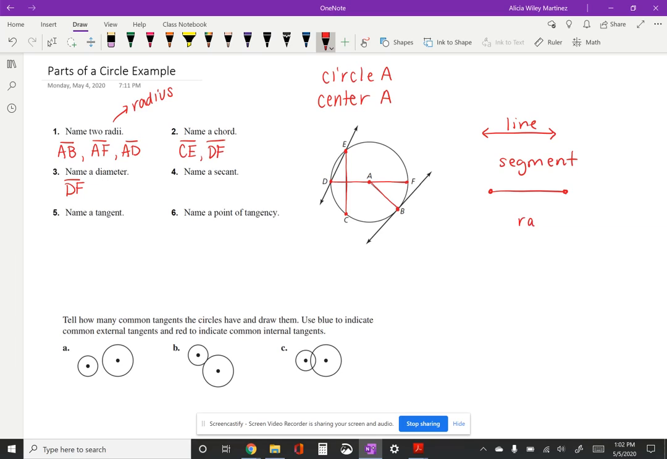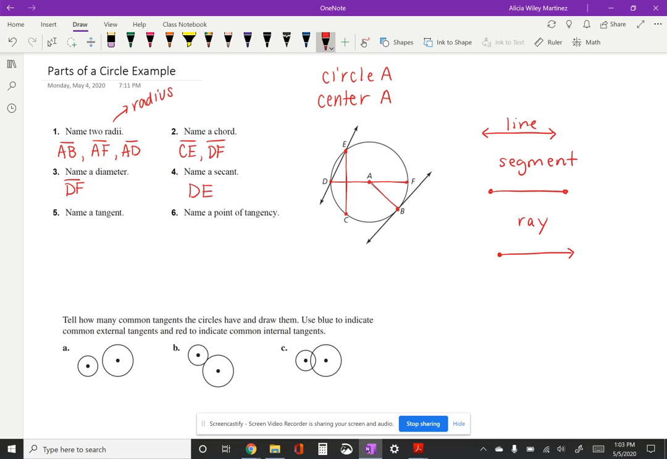And if they do bring up the idea of a ray, a ray has an endpoint on one end, and it keeps going as an arrow in one of the directions. Okay, so a secant in this problem should be written as a line. So a secant in this problem would be line DE. And that is the only one in this picture.